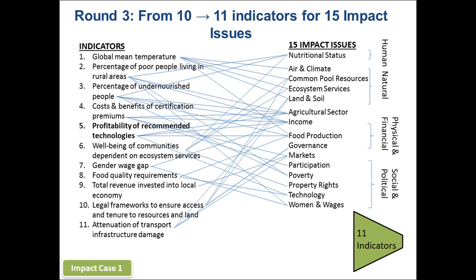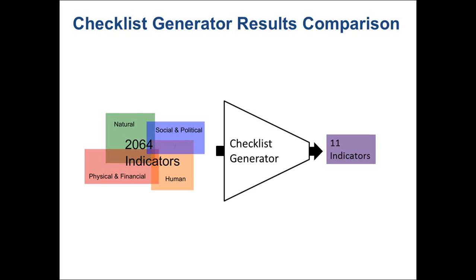Furthermore, since these indicators and issues are semantically consistent, meaning they use consistent terminology and are derived from well-known and accessible scientific sources, such a list can be communicated across stakeholder boundaries with ease. So revisiting our initial diagram of the checklist generator process, we've gone from a large database of indicators representing the global set of sustainability issues to a manageable set of only 11 indicators that provide information about the impacts of sustainable sourcing of groundnuts in northern Nigeria.